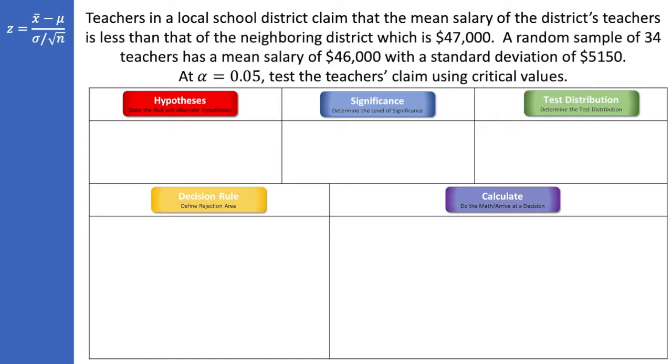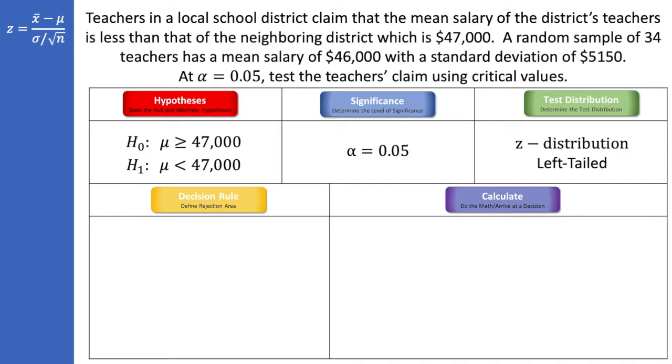Teachers in a local school district claim that the mean salary of the district's teachers is less than that of the neighboring district, which is $47,000. A random sample of 34 teachers has a mean salary of $46,000 with a standard deviation of 5150. At alpha equals 0.05, test the teachers' claim using critical values. The hypotheses we set up the same way we always have. Our null is mu is greater than or equal to 47,000. Our alternate is that mu is less than 47,000. Our significance level is 0.05, and we're doing a left-tailed test.